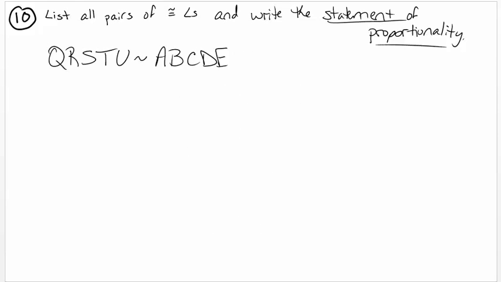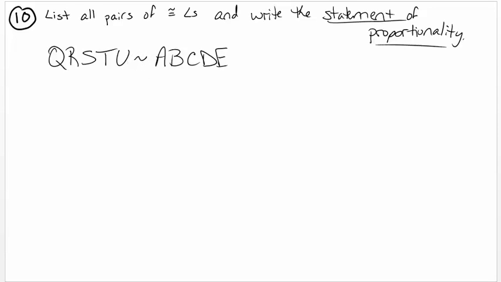And number 10 is similar to number 8 and 9. Use the information given to list all pairs of congruent angles and write the statement of proportionality for the figures. This was covered in the homework examples. The first thing we're going to do is look at the similarity statement. And this similarity statement has this single squiggle mark in the middle. This is a similar symbol. It's like the top of a congruent symbol.